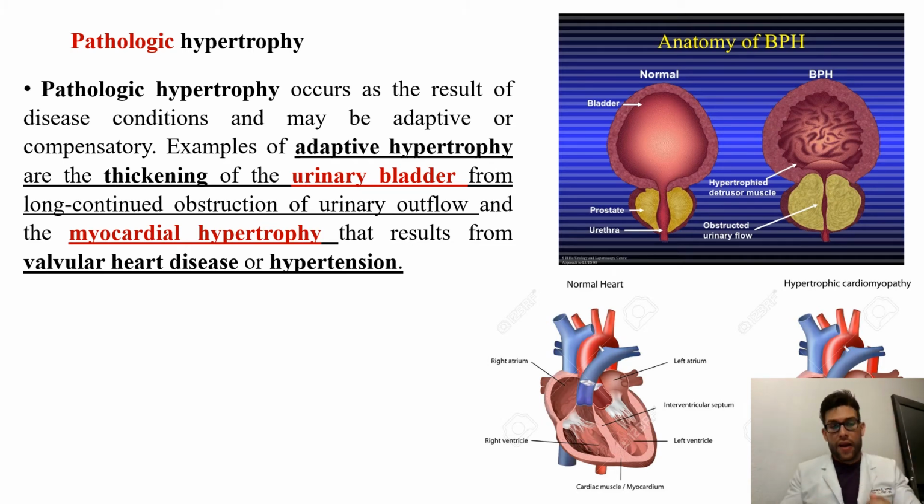Now, myocardial hypertrophy also results from valvular heart disease or hypertension. So people that have long-standing hypertension, people who have valvular heart disease, the left ventricle, when pumping blood out of the heart, has to work harder, and as a consequence, it increases in size and leads to myocardial hypertrophy.